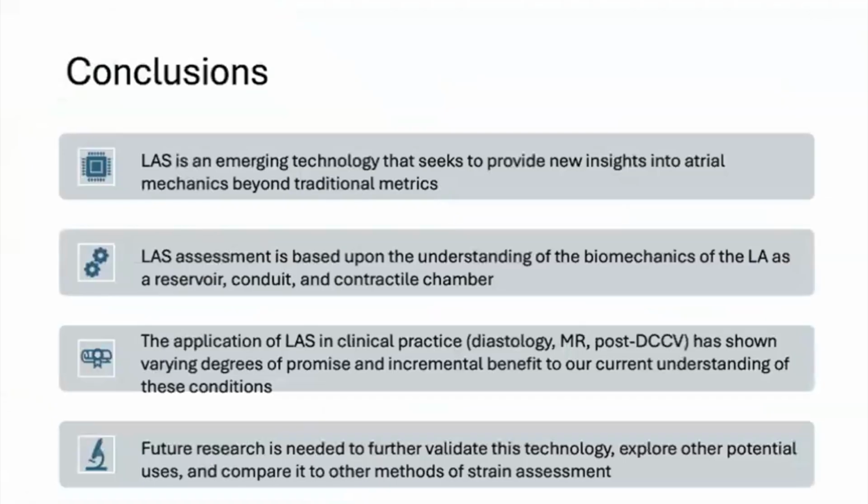So just to conclude with a couple of points: left atrial strain is an emerging technology that seeks to provide new insights into atrial mechanics beyond traditional metrics. Left atrial strain assessment is based upon the understanding of the biomechanics of the LA as a reservoir, a conduit, and a contractile chamber. The application of left atrial strain in clinical practice has shown various degrees of promise and incremental benefit to our current understanding of these conditions. And lastly, of course, future research is needed to further validate the technology, explore other potential uses, and compare it to other methods of strain assessment.